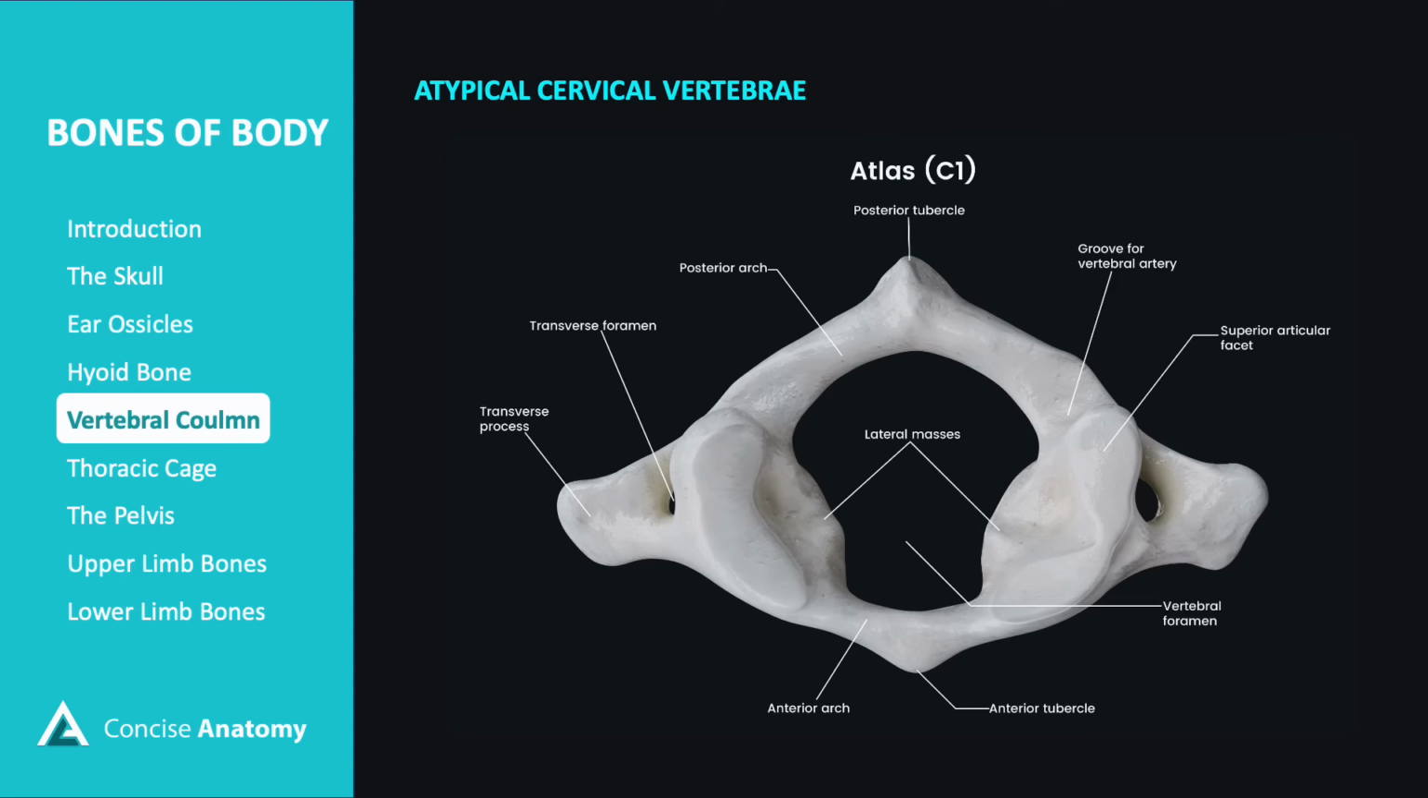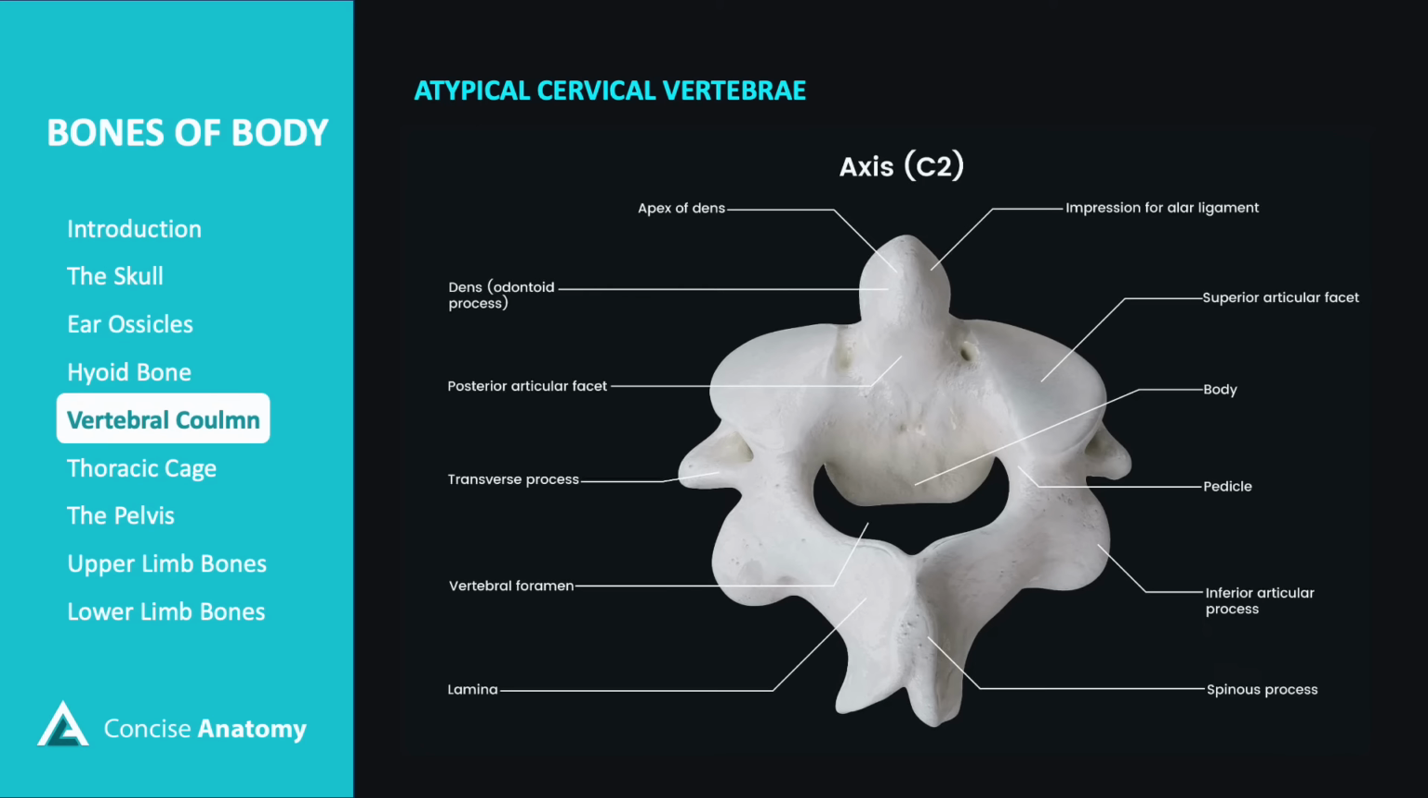The atlas, or C1, is the first cervical vertebra, specialized to support the skull, with no body and a ring-like structure that allows the nodding motion of the head, articulating with the axis to enable head rotation. The axis, or C2, is the second cervical vertebra, characterized by the odontoid process, which projects upward and fits into the atlas, allowing for rotational movement of the head.